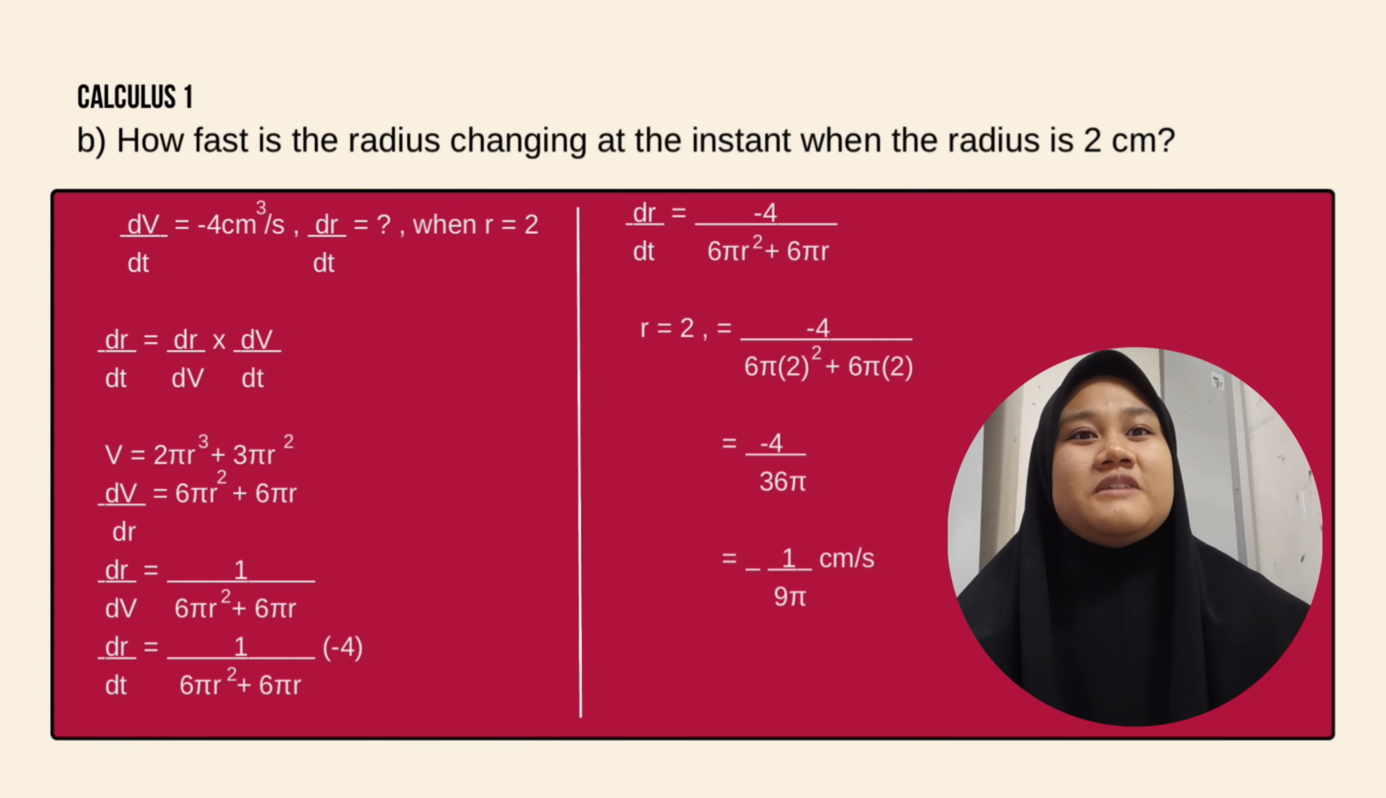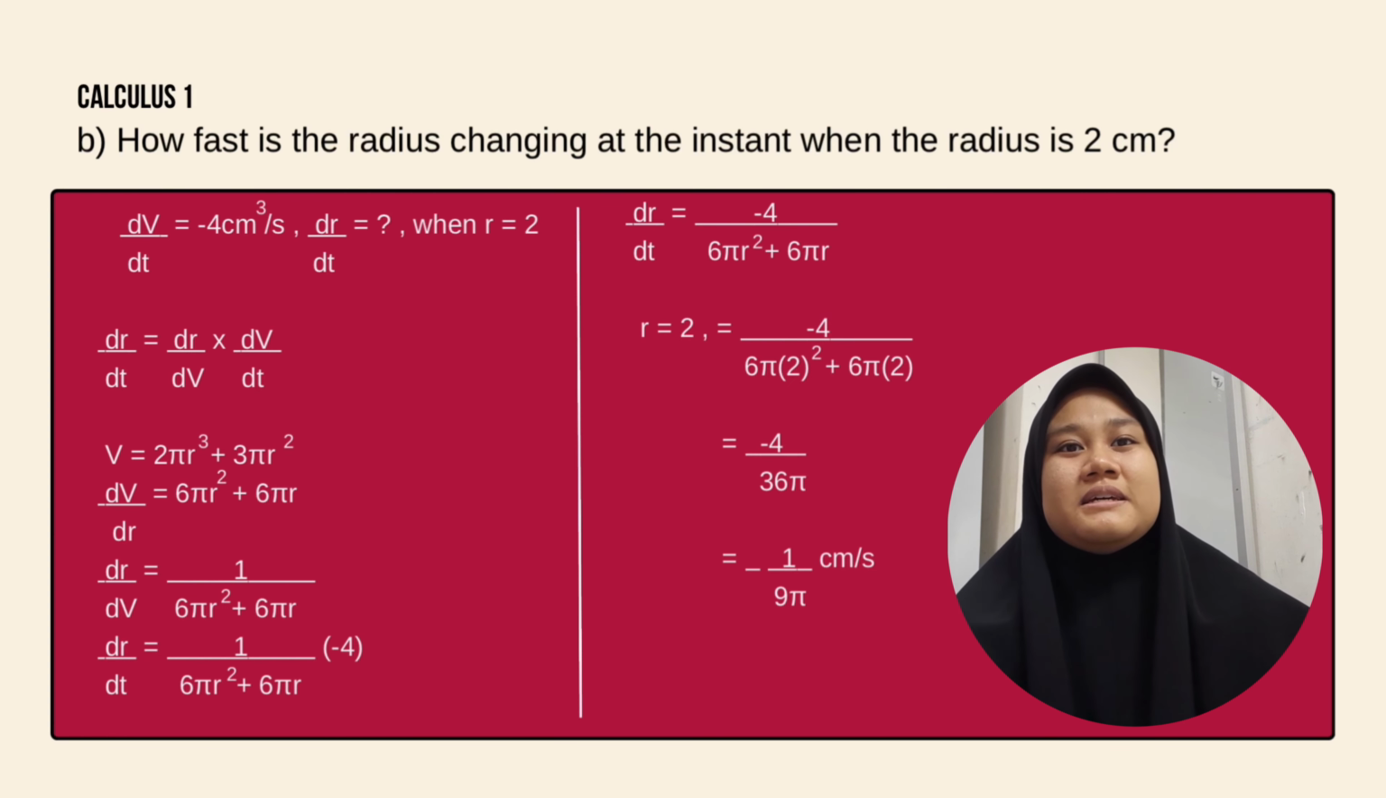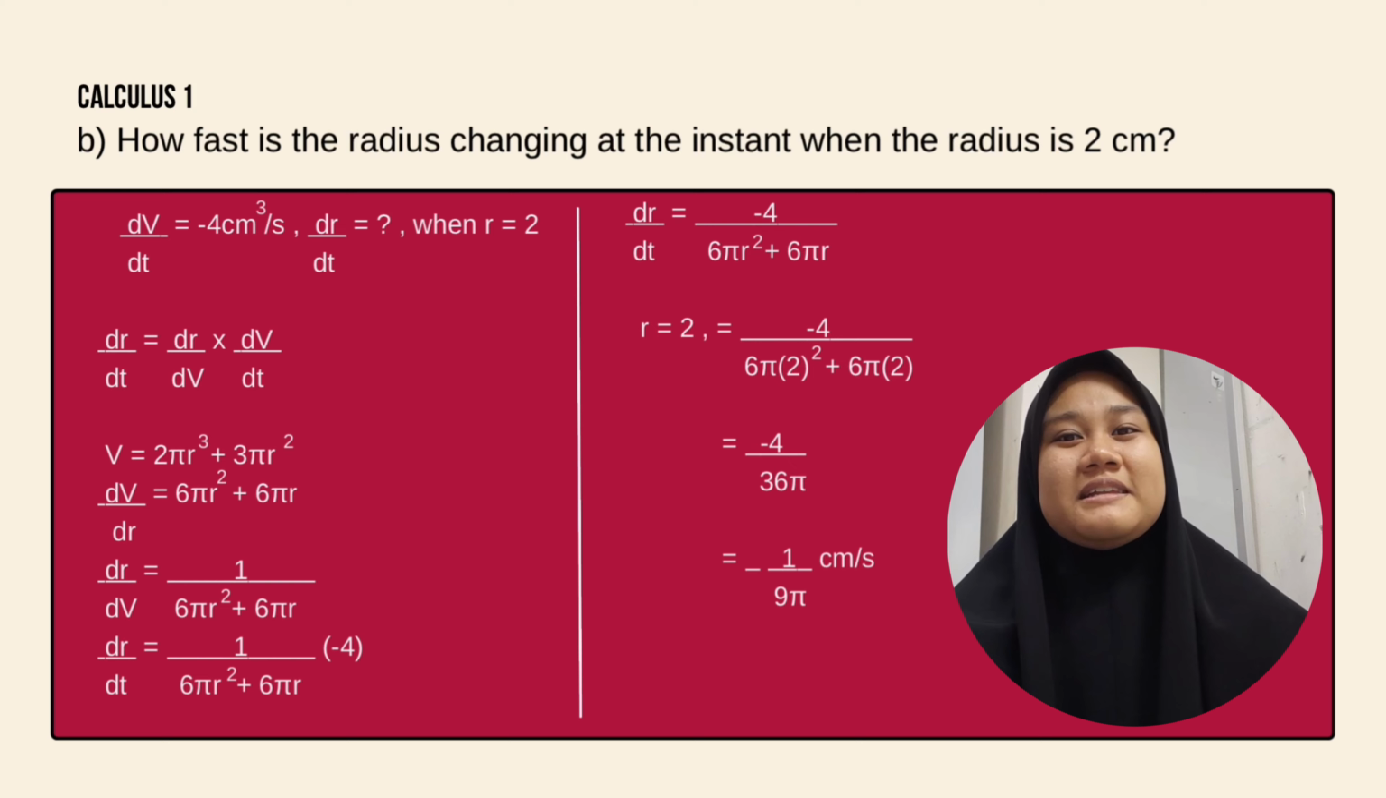So dV/dr is 6πr² + 6πr. And then dr/dV is 1 over (6πr² + 6πr). And dr/dt is 1 over (6πr² + 6πr) times negative 4. So we will get negative 4 over (6πr² + 6πr).